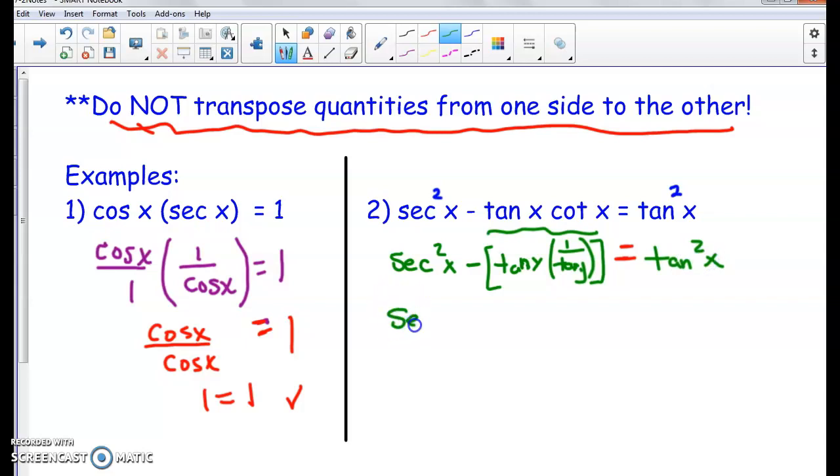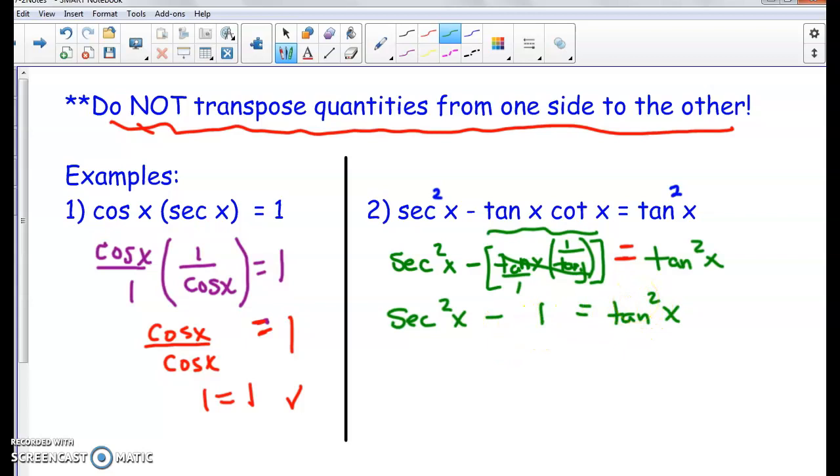Okay, so now I'm left with secant squared x minus, and again, this type of problem right here is the same as example 1. The tangents are going to cancel. It's just multiplying straight across, so it's basically tangent of x over tangent of x. Well, that's going to be 1. And then secant squared x minus 1 is equal to tangent squared x.